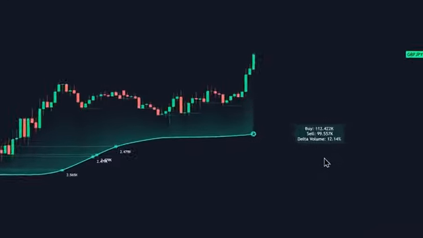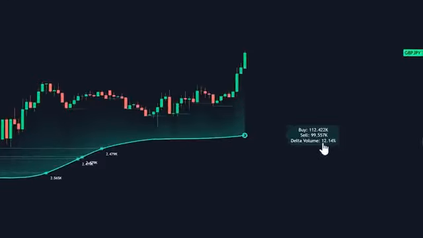Also, with this number at 12, it's so close to the limit for ranging markets. In my experience with this indicator, whenever the delta volume for a bullish trend drops below 10%, it's no longer a trending market. It becomes a ranging market disguised as a bullish trend.